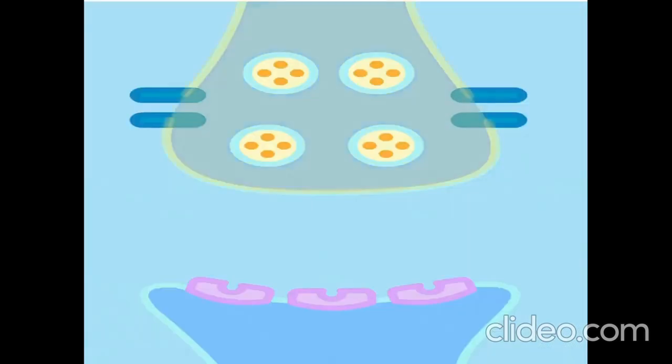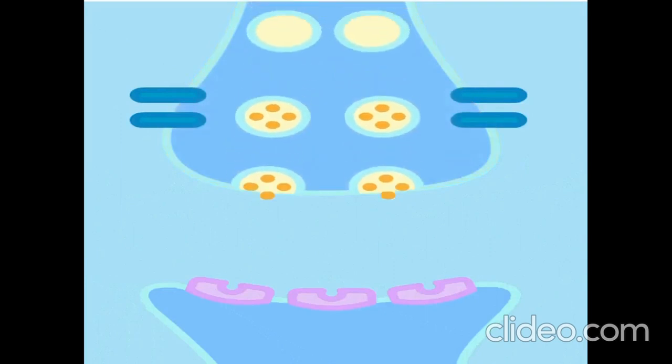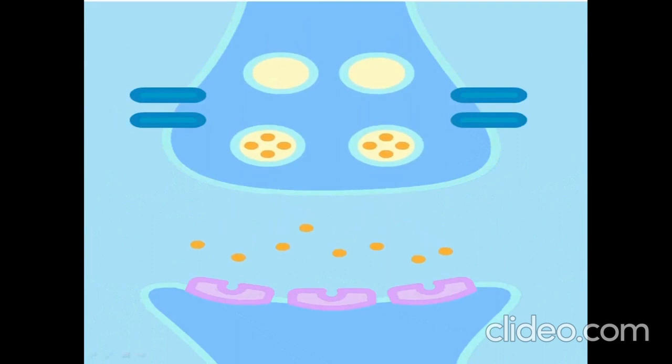Now see in the diagram. When an action potential gets generated, it ruptures the synaptic vesicles and releases the neurotransmitter. The released neurotransmitter binds to the receptor and activates the postsynaptic membrane. These are the synapses, the synaptic vesicles, the synaptic cleft, the presynaptic membrane and the postsynaptic membrane, and these are the receptors and these are the neurotransmitters.